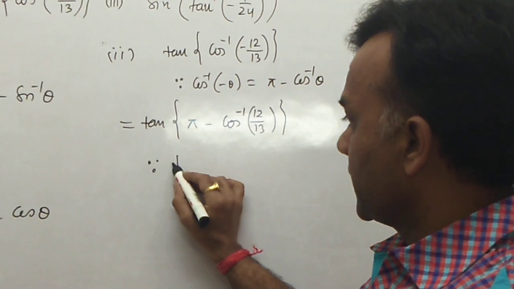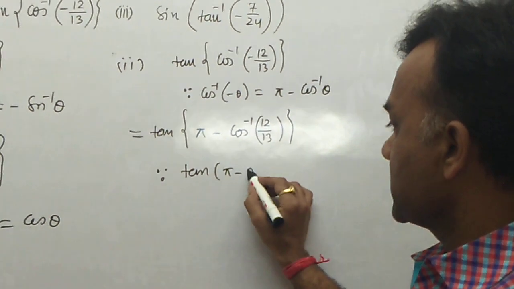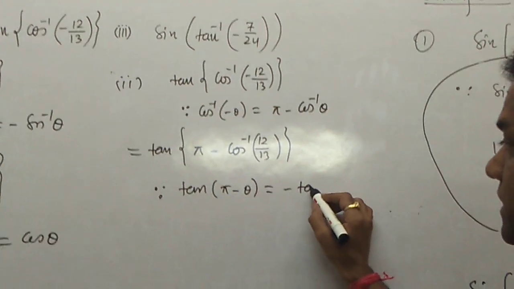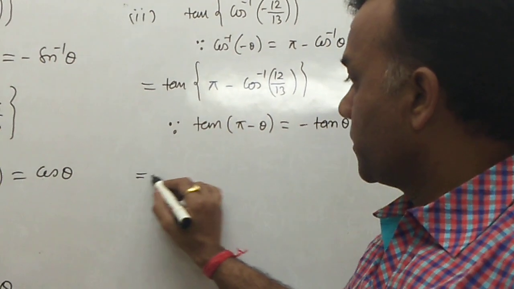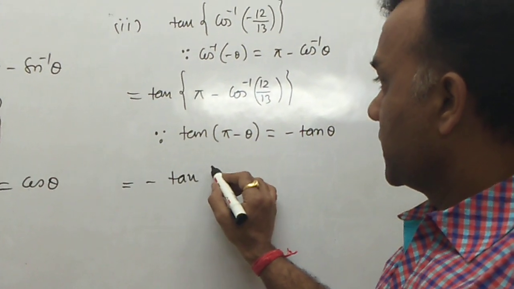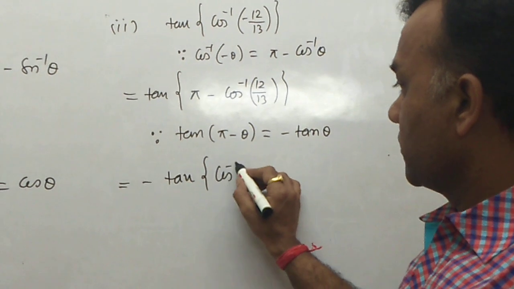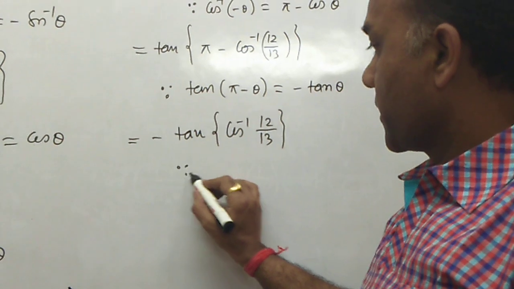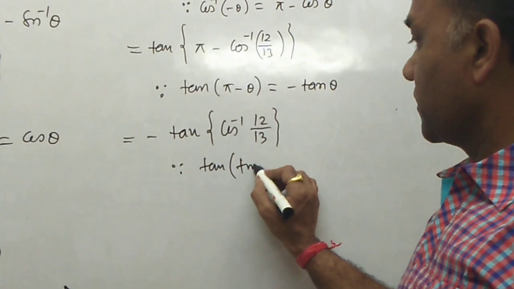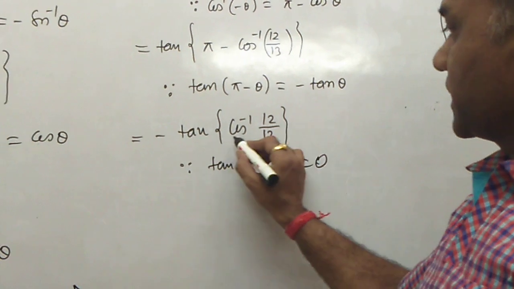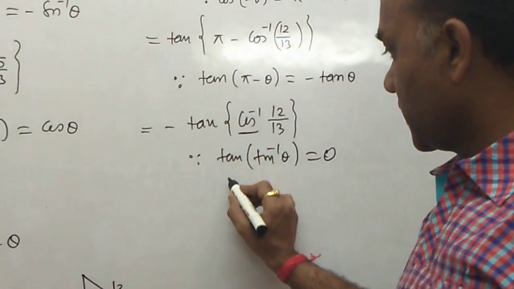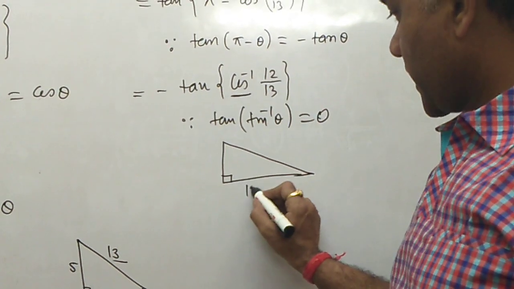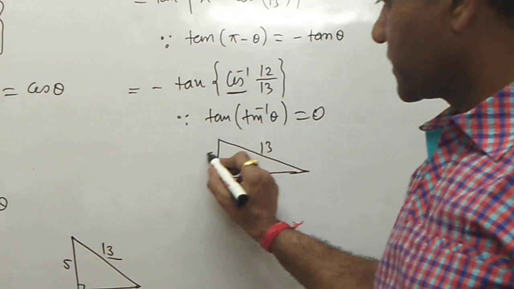We know the quadrant formula: tan of pi minus theta, which lies in the second quadrant, equals minus tan theta. So you have minus tan of cos inverse of 12 by 13. Okay, but the concept is again the same, because you require tan of tan inverse theta equal to theta, but here tan is not given. So you convert this value into tan using the concept of right angle triangle: this is 12 and here 13, so this value is 5.